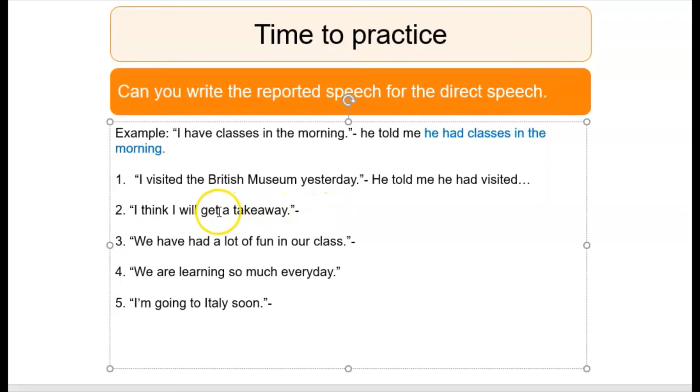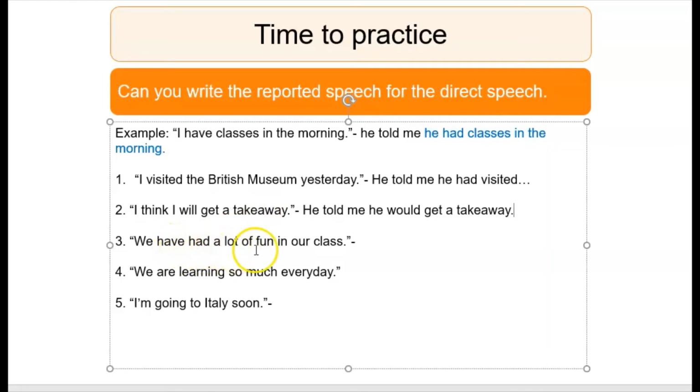Number 2. Okay, so here we have, I think I will get a takeaway. All right, maybe a Chinese, right, or a pizza, something to take out. Usually you take it home with you, right? Okay, so here we have I will get. Remember, will changes to would. So he told me, and also change the pronoun, so I changes again to he, and then will to would. So would get, right, a takeaway. Okay, good.